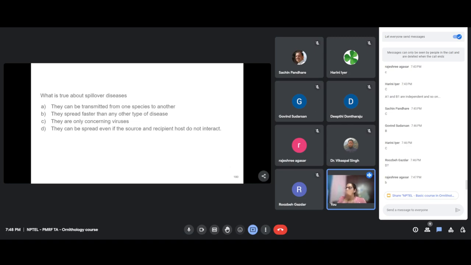Right. Okay, disease time. So what is true about spillover diseases? They can be transmitted from one species to another. They can spread faster than any other type of disease. They are only concerning viruses, or they can be spread even if the source and recipient host do not interact.